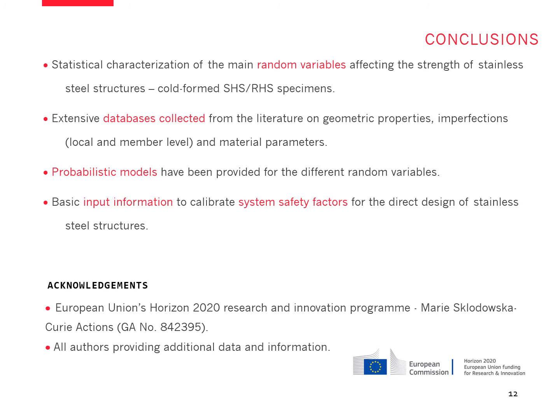So this study focused on the statistical characterization of the main random variables affecting the strength of stainless steel structures, in particular for cold-formed rectangular hollow section specimens. For this, extensive databases were collected from the literature on geometric properties, initial geometric imperfections, and material parameters, and probabilistic models have been proposed for the different random variables. This information will be basic input to calibrate system factors for stainless steel structures in the future.